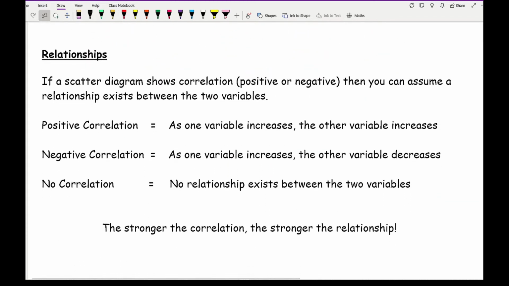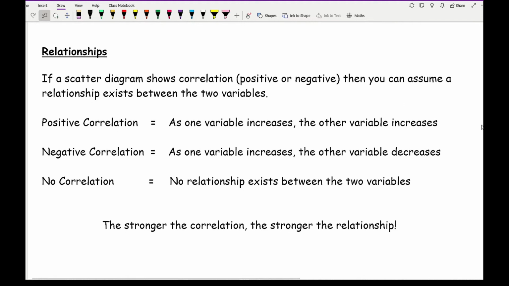So the next thing we move on to is looking at relationships. Now the main thing that you are looking at is when you are asked a more conclusion part of the scatter diagram question, which again will add more of a higher level or more marks to it. It's important you read the question carefully, because there is a strict difference between a correlation and a relationship. Now, if a scatter diagram shows correlation, whether it's positive or negative, doesn't really matter, then you can assume that a relationship exists between the two variables.